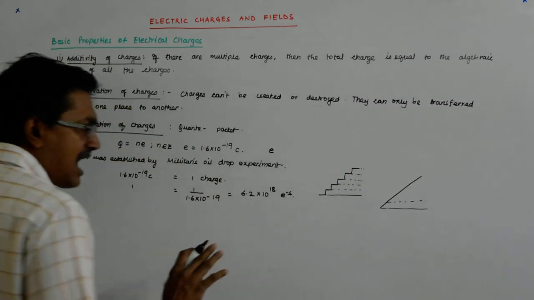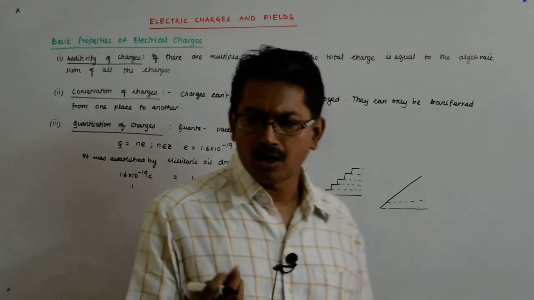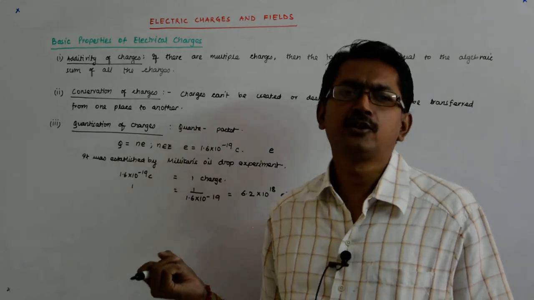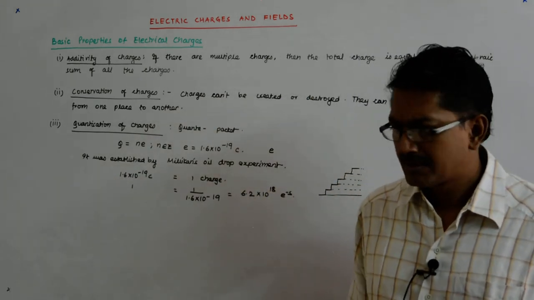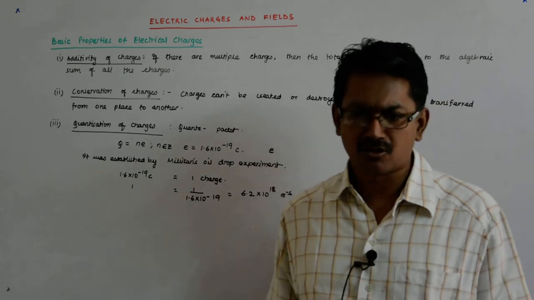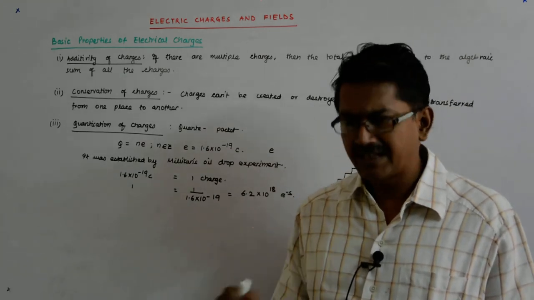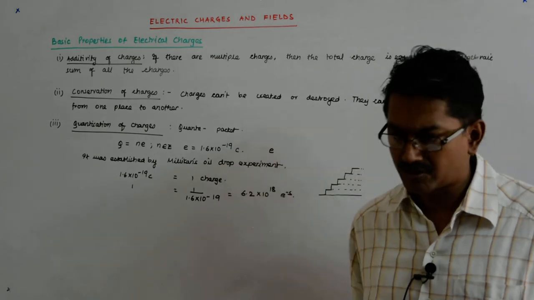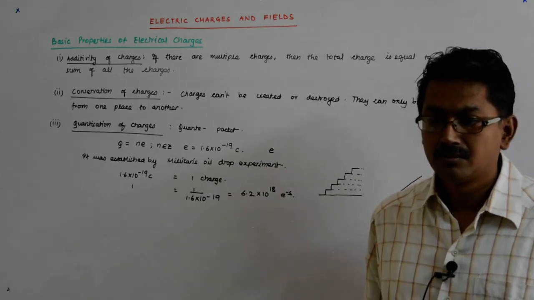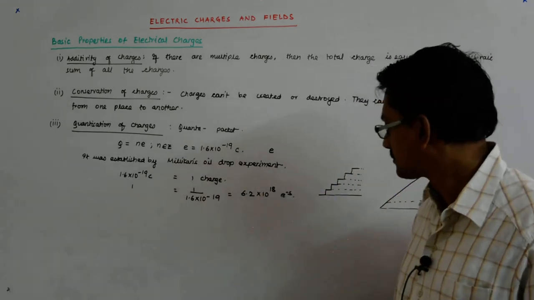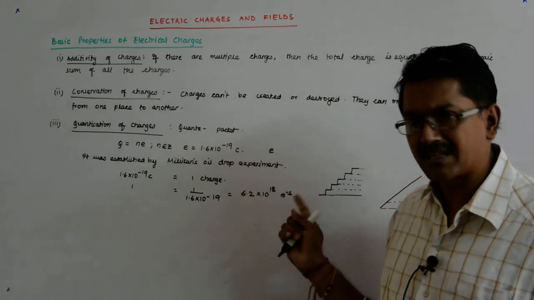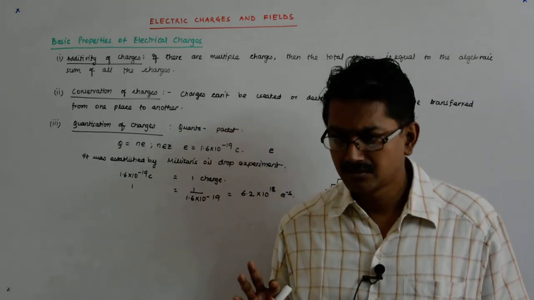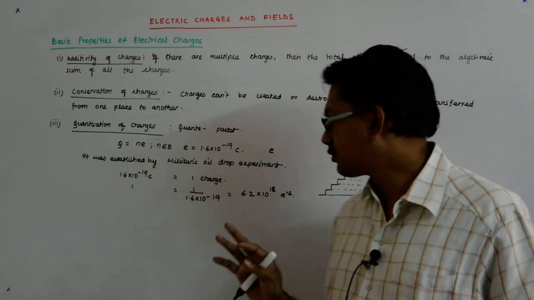Now try to understand another thing. When we are dealing with a large amount of charge and the changes are very, very small, the magnitude of the charge is 1.6 into 10 to the minus 19 coulomb. Even for 1 microcoulomb, there are 6.2 into 10 to the power 12 electrons. A nanocoulomb still has 6.2 into 10 to the power 9. A femtocoulomb, that is 10 to the power minus 15 coulombs, still has 6.2 into 10 to the power 3, so 6,200 electrons. Understand?